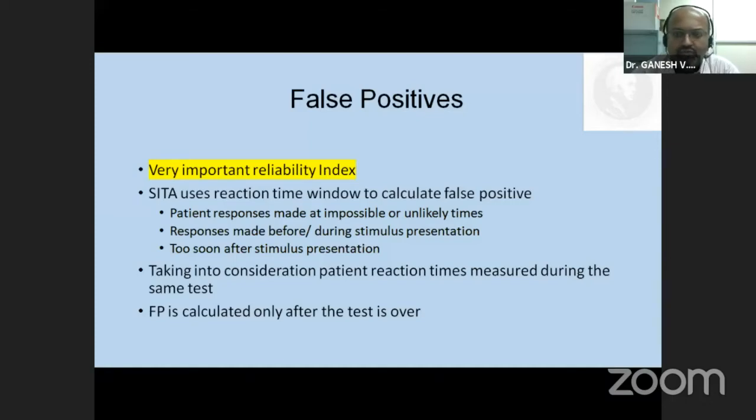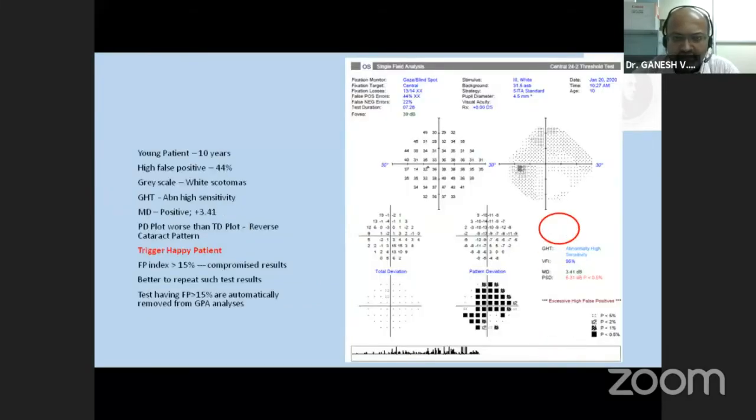So during the test, you can, of course, encourage the patient to do better, but the analysis is done after the test is over. Here you have a very young patient, 10 years of age, and he has high false positives, that is 44%. And then you have white scotomas on the grayscale. This is also known as a trigger happy patient. And if you have more than 15% false positives, for the guided progression analysis, which is the serial examination of the visual field, this particular examination will be excluded from that analysis. This is something which you have to remember.